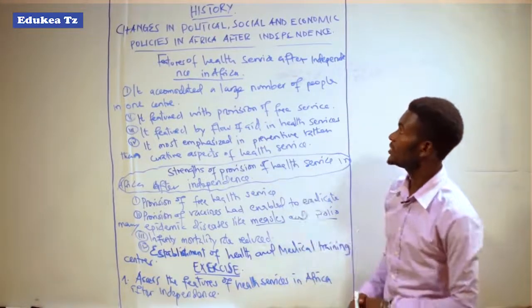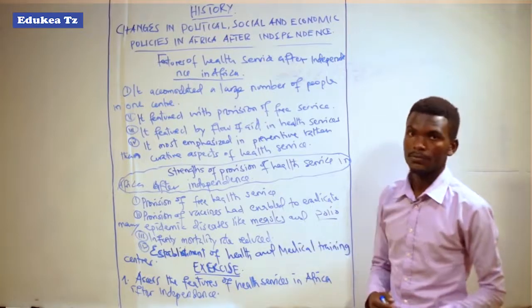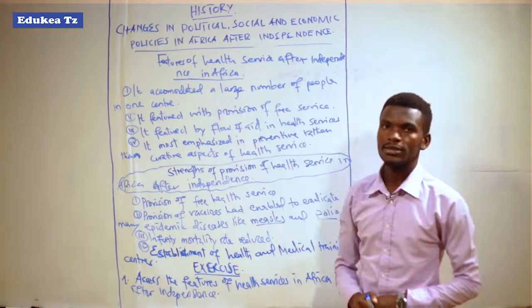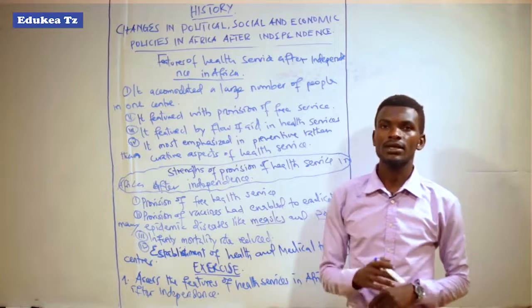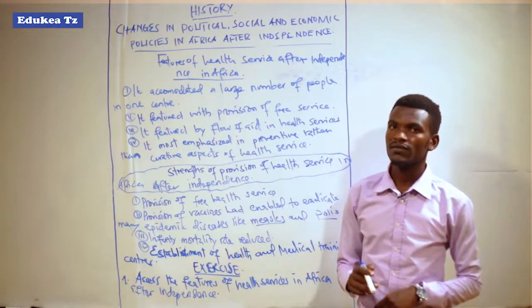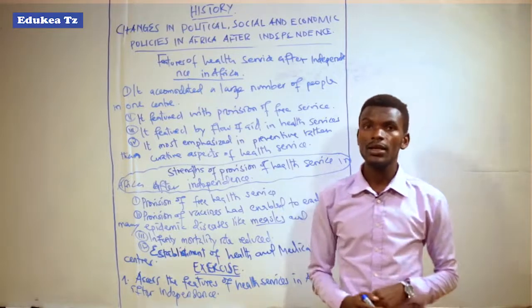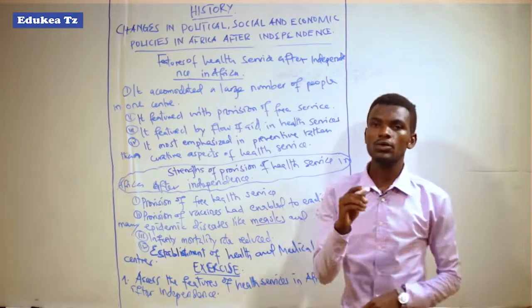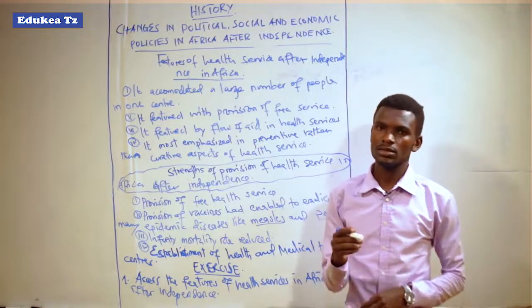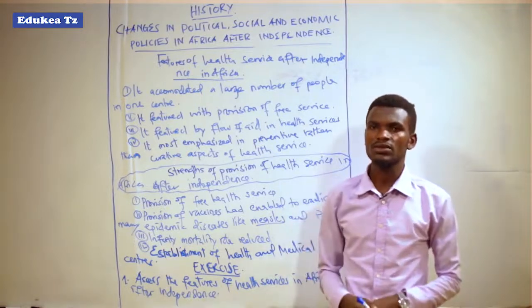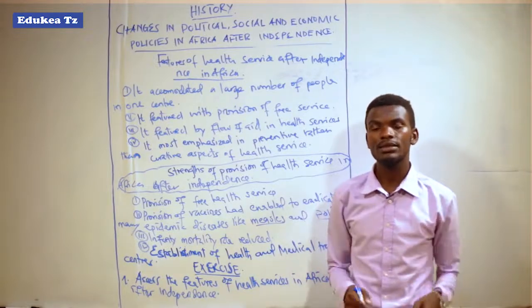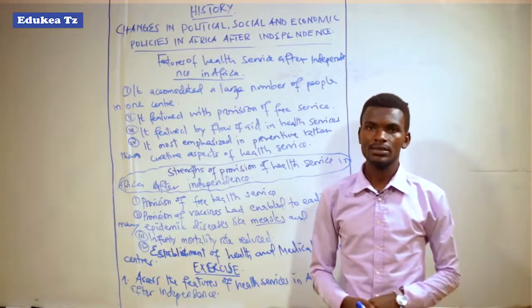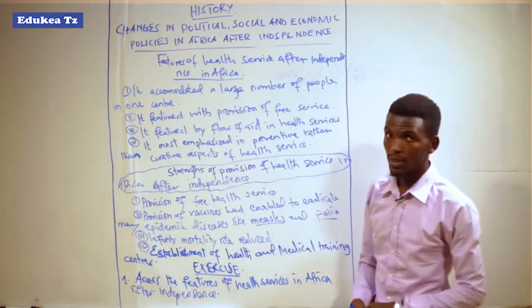After looking at the objectives of health services provided after independence in African states, let us see the features of health services after independence in Africa. The first feature was that it accommodated a large number of people in one center. You can find that a large number of people got health services in a single center that could not satisfy the provision of services.